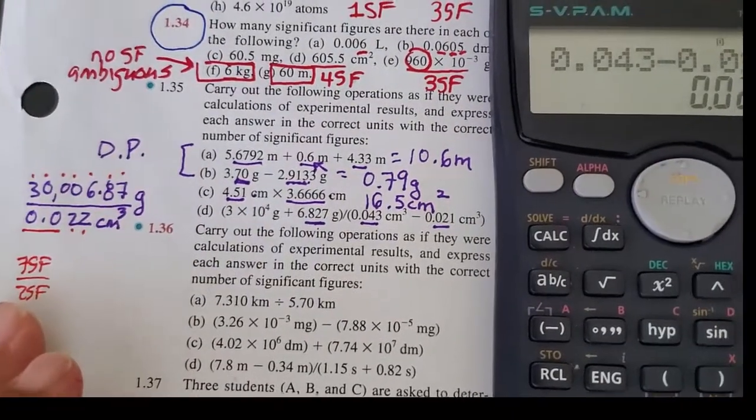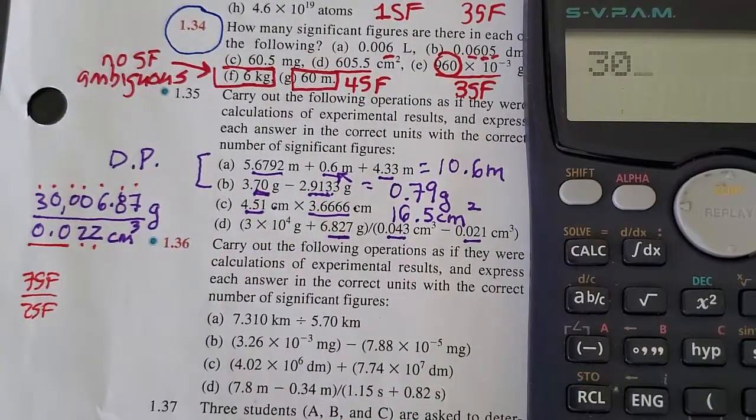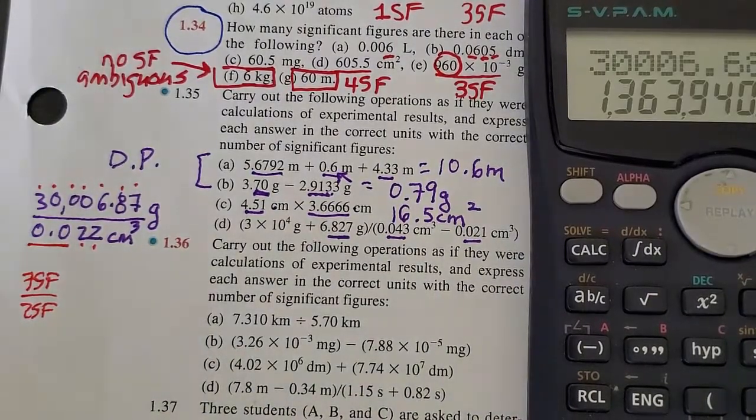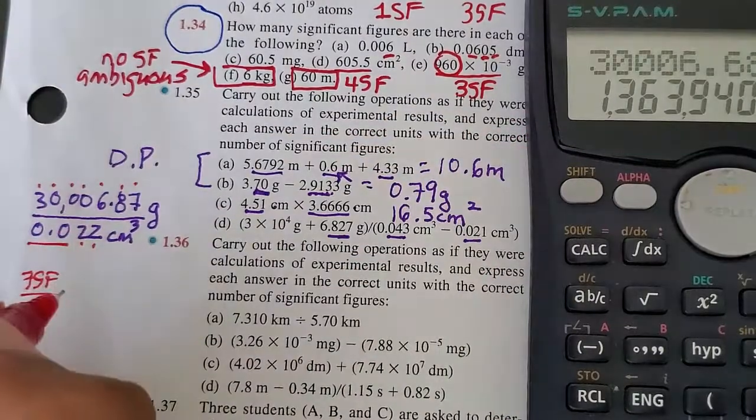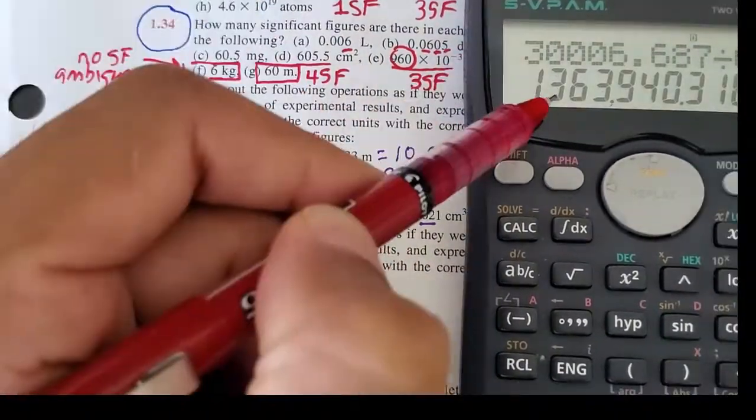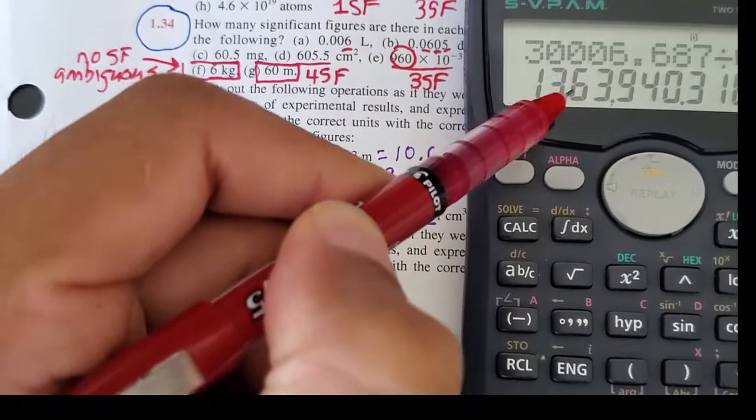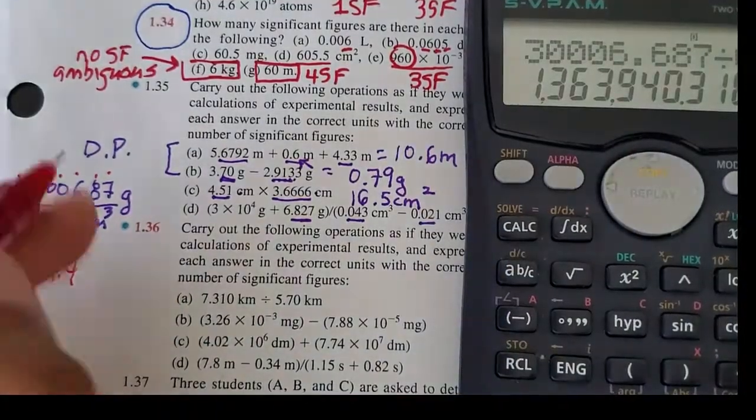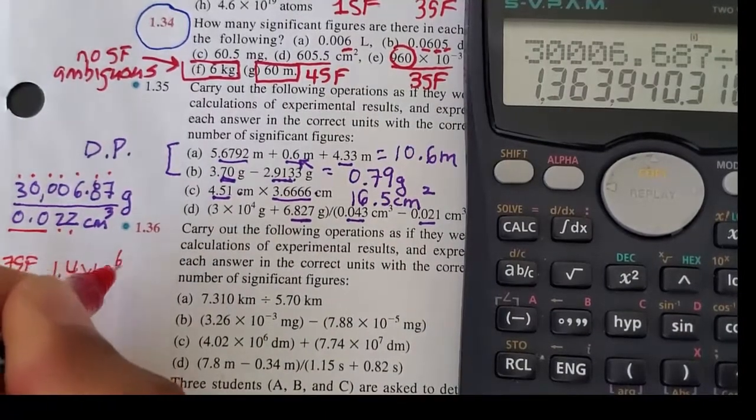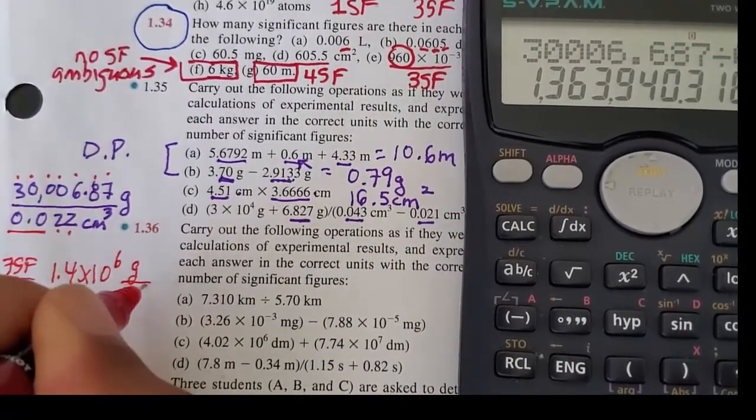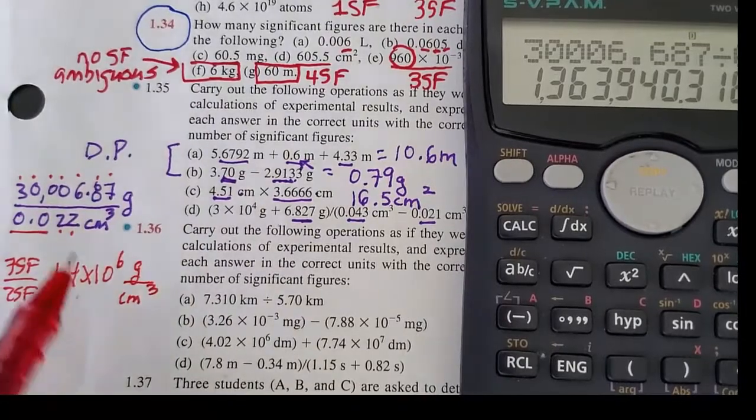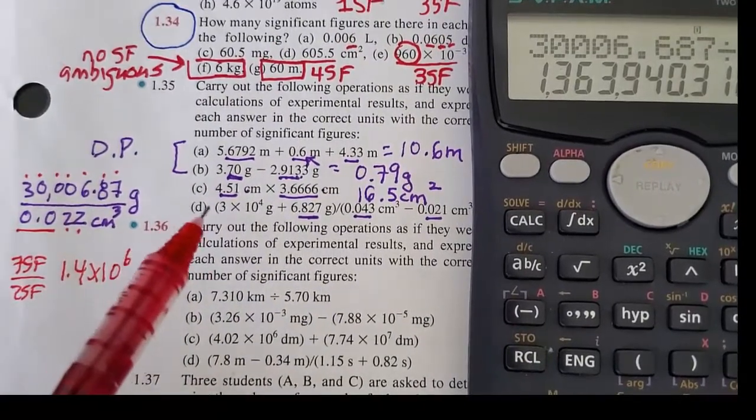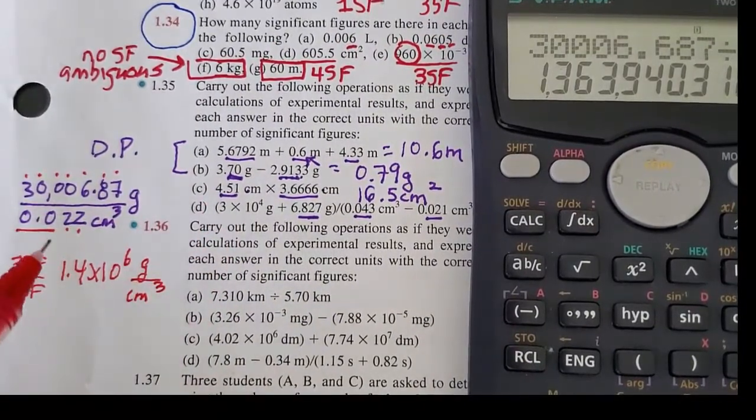So let's do this on our calculator here. 30,006.827 divided by 0.022. And to 2 sig figs, I'm going to do 1.4, and then 6 places. So 1.4 times 10 to the 6th grams per centimeter cubed is the correct answer for this combination of computations to the correct number of sig figs.